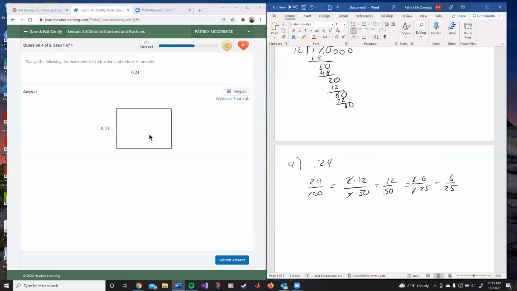So this would be equal to, hit your fraction button, 6 over 25. Then you can check it in your calculator. 6 divided by 25 is 0.24.